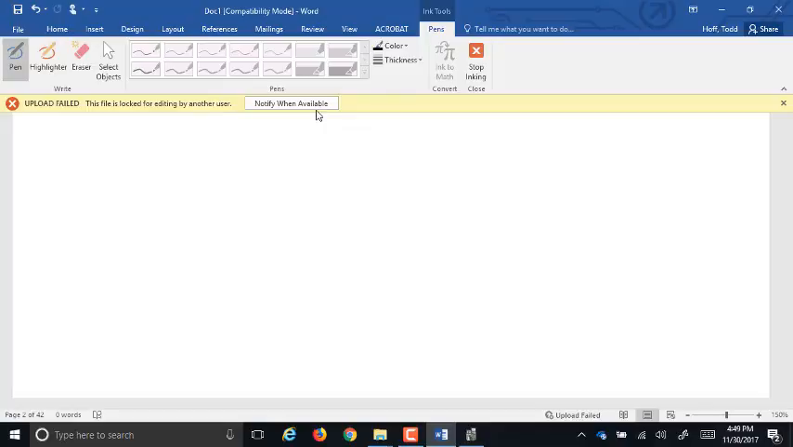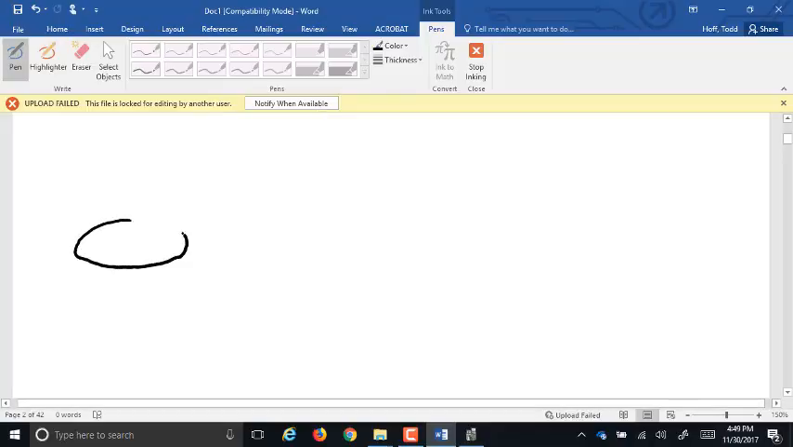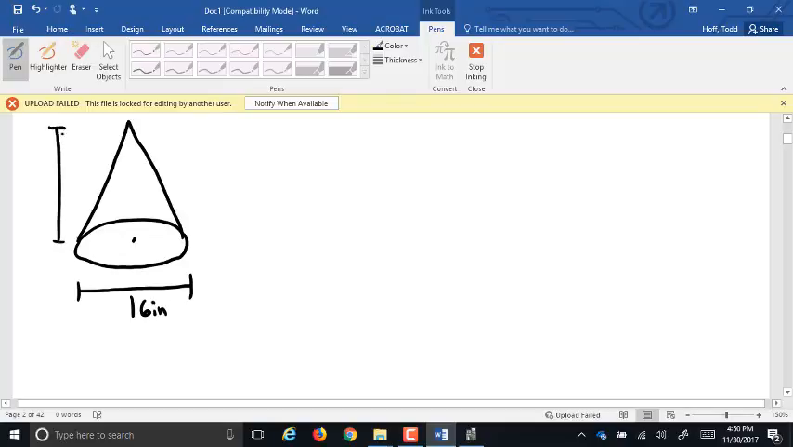Very similar to a cone. Or sorry, very similar to a pyramid is a cone. So let's say this is 16 inches across on bottom and 15 in, can't mix my feet in inches here, 15 inches tall in height.